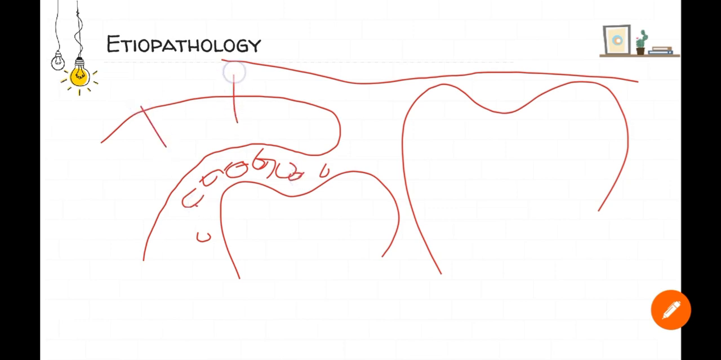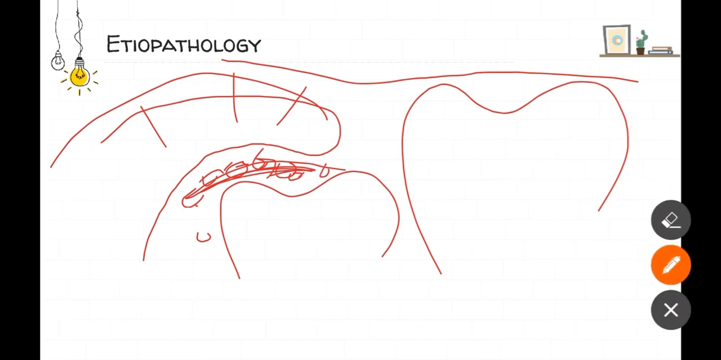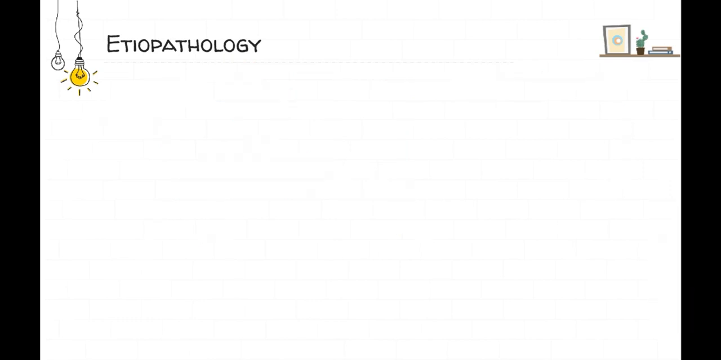This area will be inflamed, will swell, will redden, and show other features. So the main cause of pericoronitis is the presence of this operculum, food getting lodged here, bacterial involvement, and uncleaned surfaces. That is the reason actually. Now let's move on to the next topic.